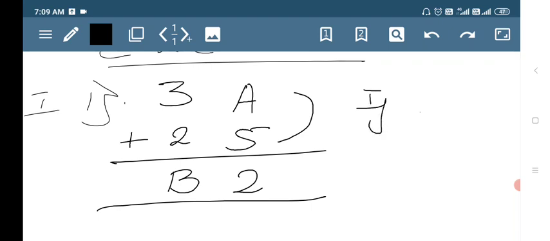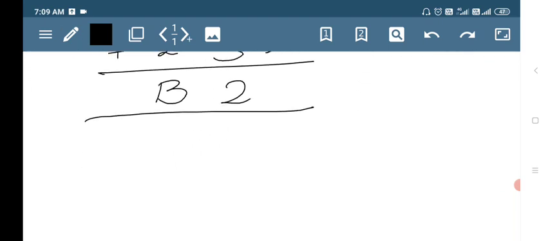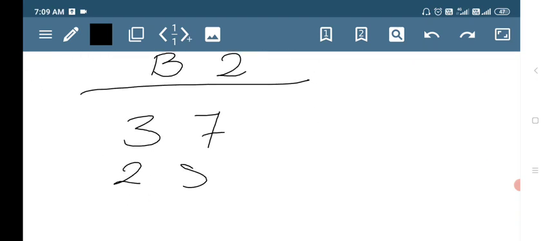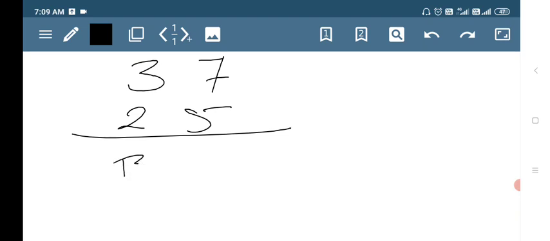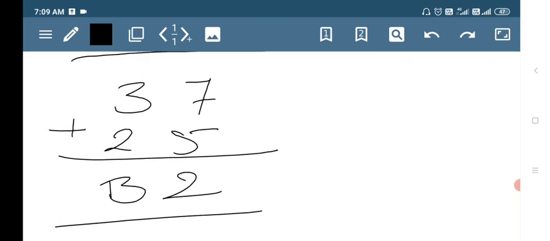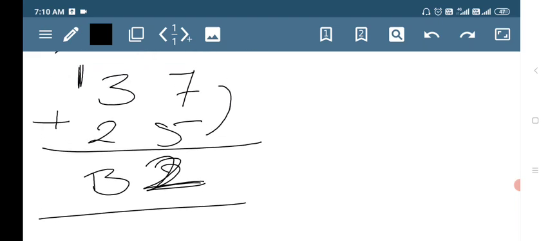Yes, if A is equal to 7, we will be having 37 and 25 will result in B2, isn't it? This is the result we have. So, now 7 plus 5 is equal to 12. So, already we have a 2 here given in the question and it will be carry 1. So, 3 plus 1 is 4, 4 plus 2 is 6. So, the value of B is equal to 6.